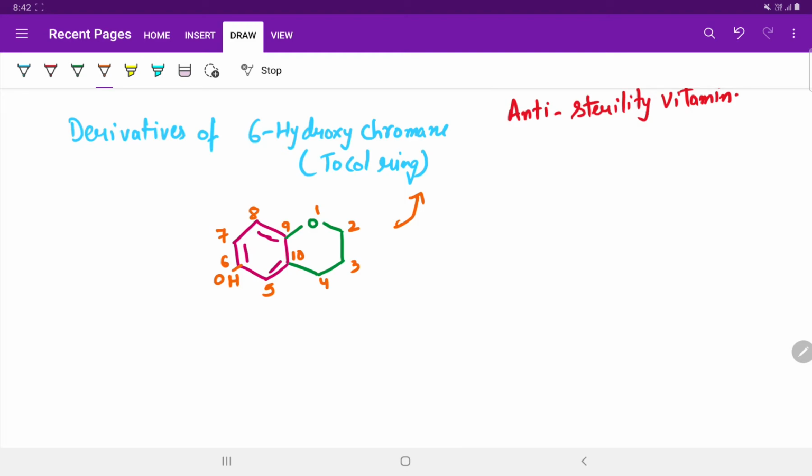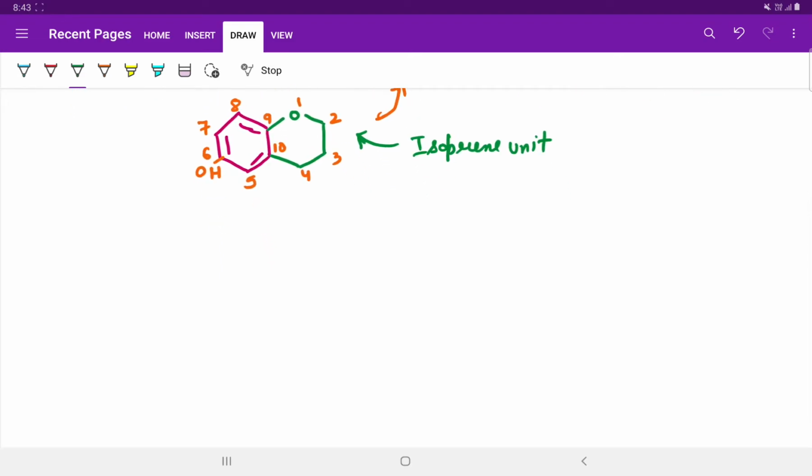Now to this tocol ring, an isoprene unit can be attached at the second position. The attachment of the isoprene unit at the second position as a side chain leads to formation of various forms of tocopherols. About 8 tocopherols have been identified till date, and out of them 3 are of utmost importance, that are alpha, beta and gamma. We shall be drawing the structure one by one. Let us start with alpha tocopherol. What is the structure of alpha tocopherol?